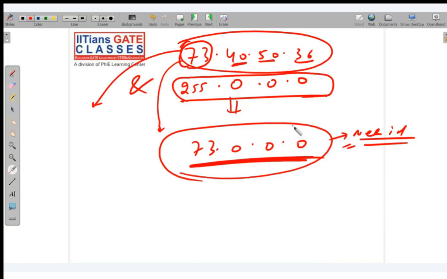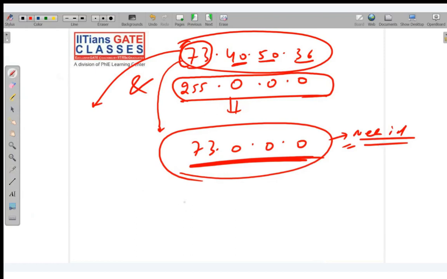Are you getting some kind of small hazy picture in your mind? A hazy picture is more than sufficient for me. We will clear this picture after a few slides. Don't worry. So the hazy picture is in our mind now. 73, 40, 50, 36. Any IP address packet comes to the router. What will it do? It will first find the class. After finding the class, it will AND this with this special number to get the net ID. And after finding the net ID, it will search the routing table. And after searching the routing table, it will forward the packet. It's very simple.